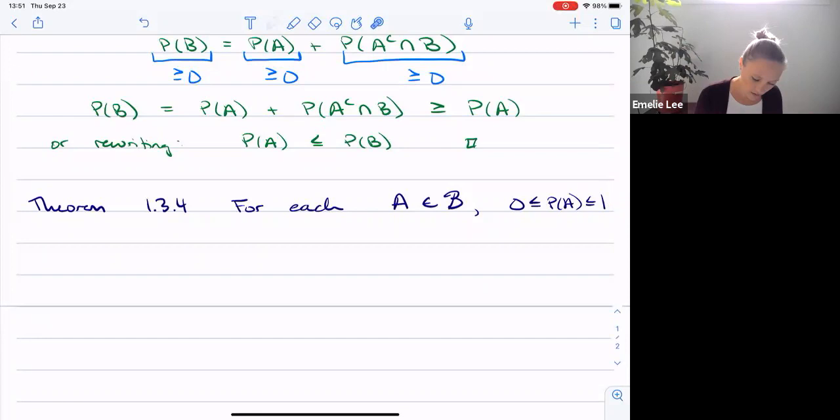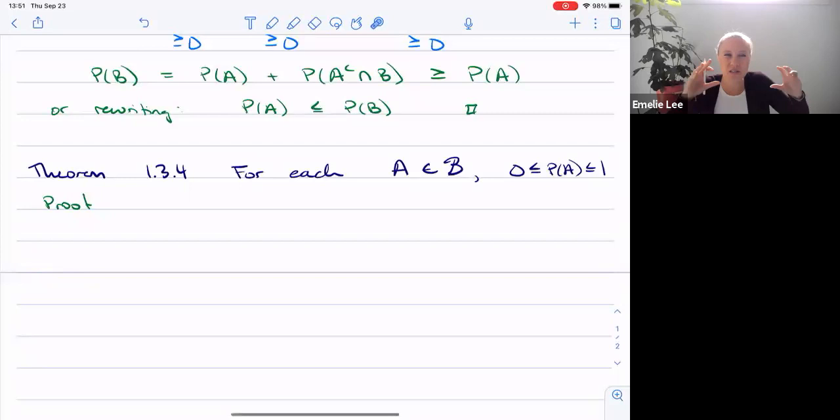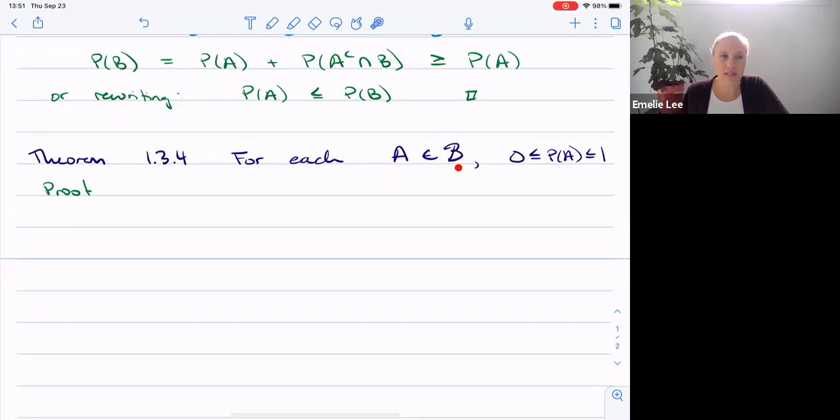So let's see here, our proof. I've got a page break here, so I'm going to try to keep it on one page. We'll see how I do. So A is an element of B, which is the set of all possible subsets, going from the smallest possible version to the largest possible version. That would be going from the empty set to the sample space.